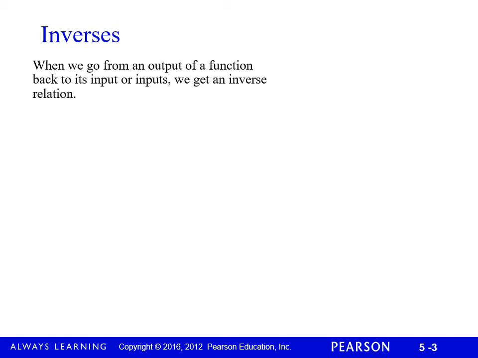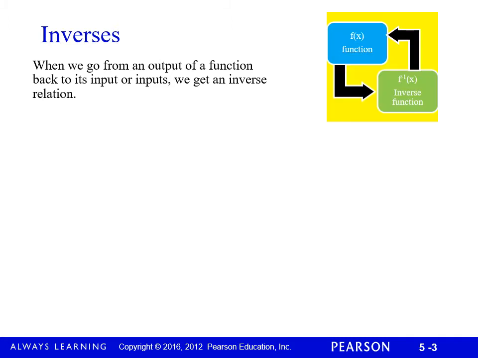When we go from the output of a function back to its input or inputs, we get an inverse relationship. So we have an input to a function and an output by definition. If we then take the output of a function and put it into its inverse function, the output from the inverse comes back to the input. It's a little bit confusing, but here's a couple examples.